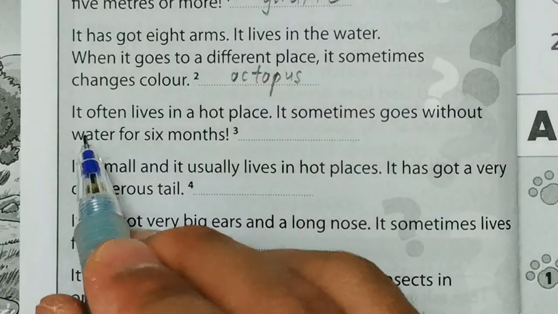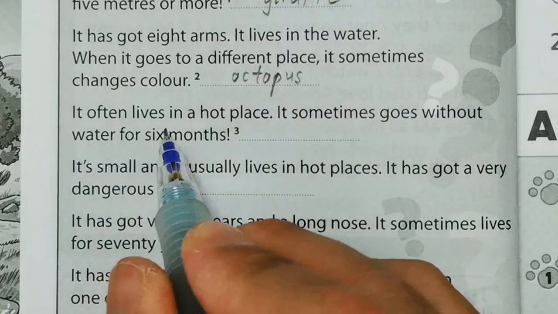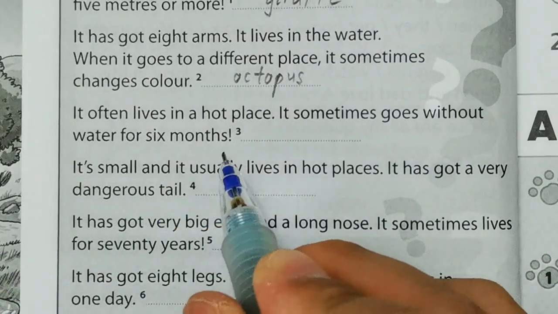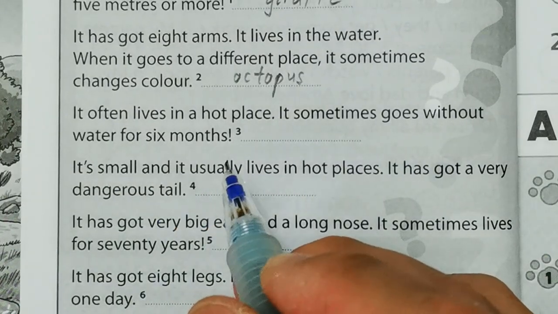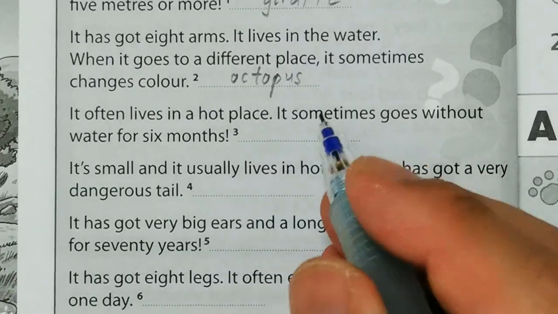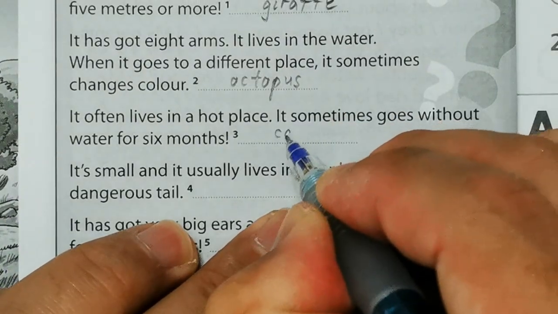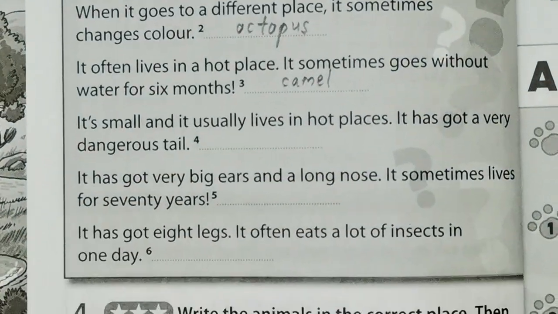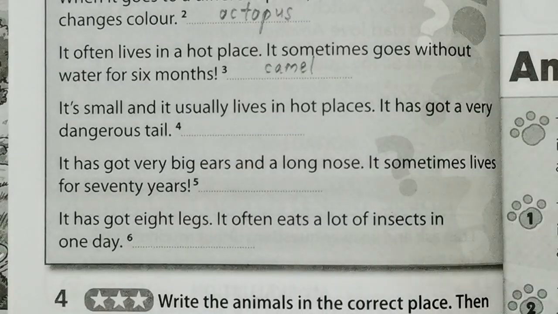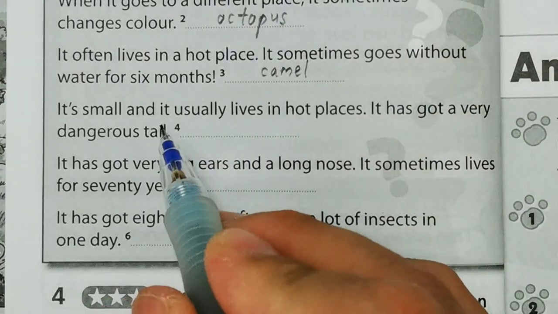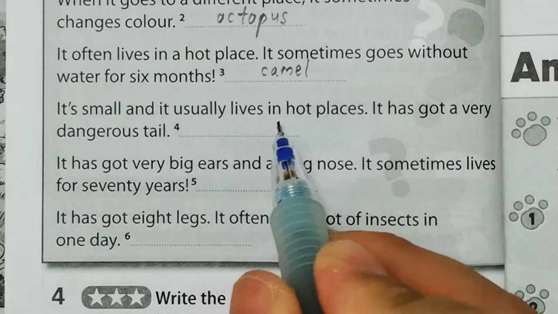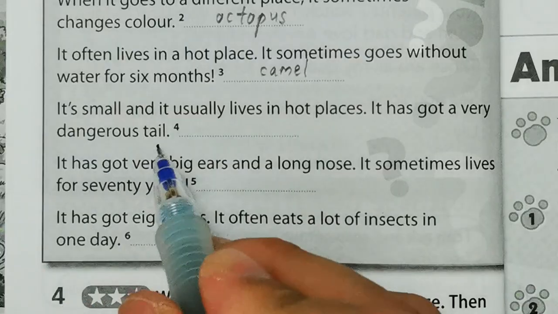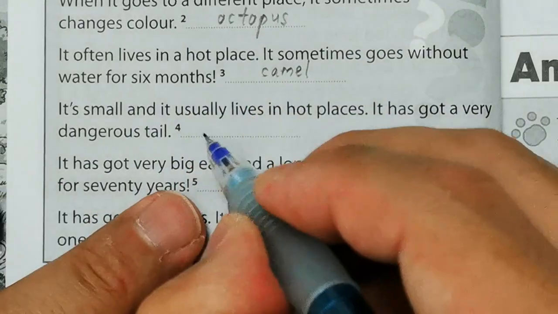So next one, question 3. It often lives in a hot place. It sometimes goes without water for 6 months. So this is larger land animal. We have camel here. And then question number 4, it's small and it usually lives in hot places. It has got a very dangerous tail. So we have scorpion.